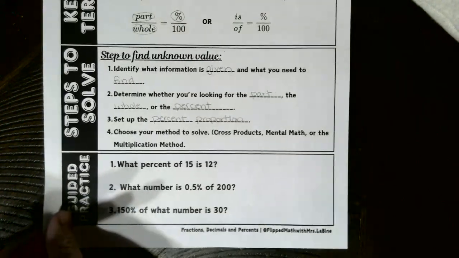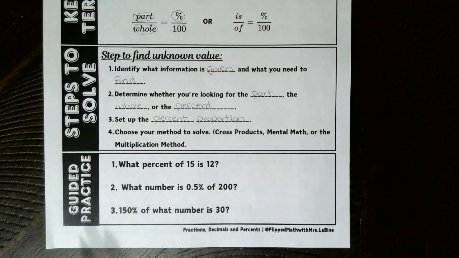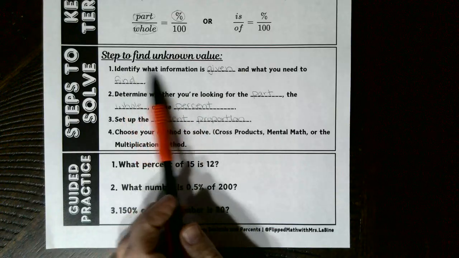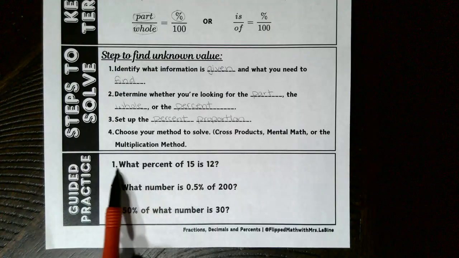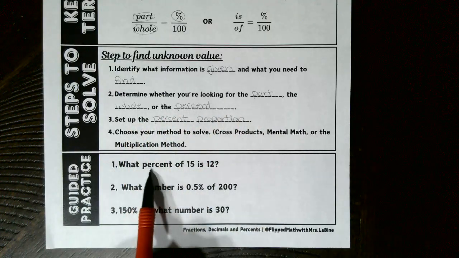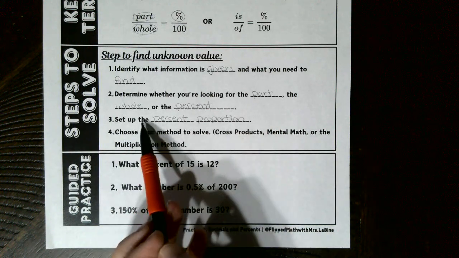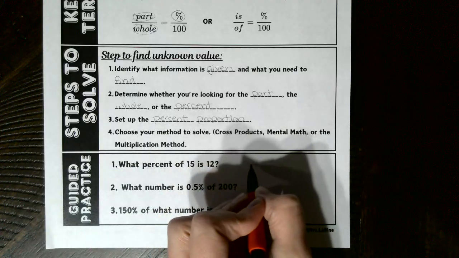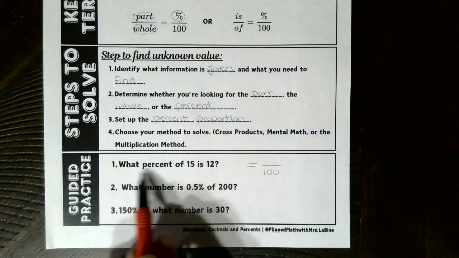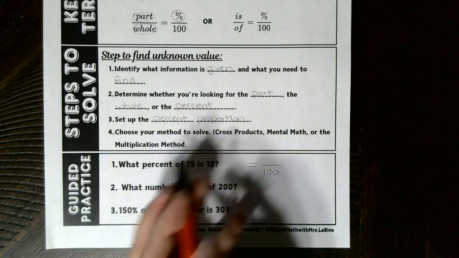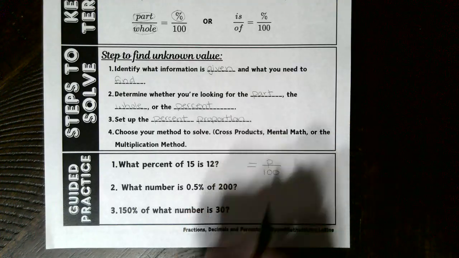So our first question says, what percent of 15 is 12? So what do I know? First, I need to identify what information is given and what do I need to find. So what percent, what percent? So I know what I need to find already because it says what percent. So I am missing my percent. So I'm just going to start setting up my percent proportion. I know that 100 goes down here. I'm missing this number because it's asking me what is the percent. And so I'm just going to pick a variable and I'm going to say, let's just do P for percent.